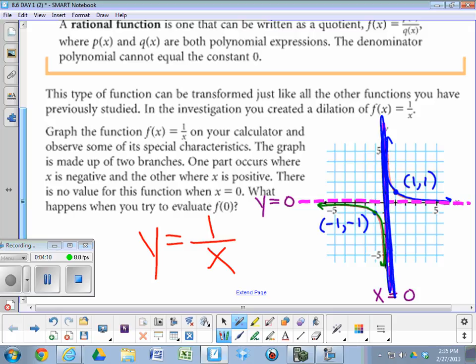So what it means then is you can never put 0 into the function for x, because what would happen if you did? You would divide by 0, which is undefined. This is an asymptote because y equals 0 will never be an output of the equation. You can't divide by something and have it equal 0.